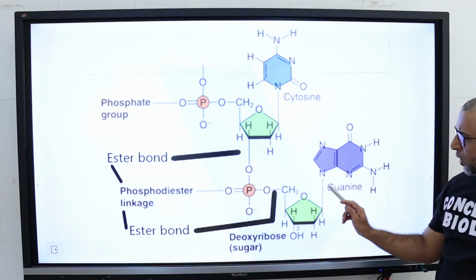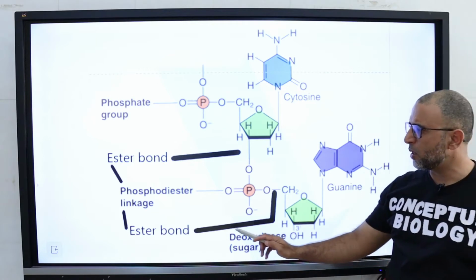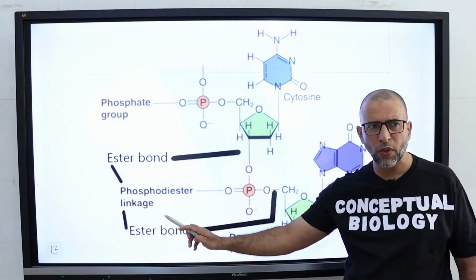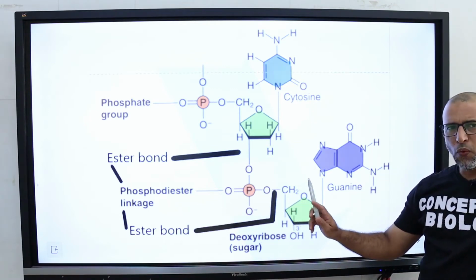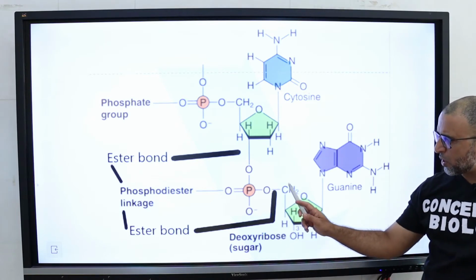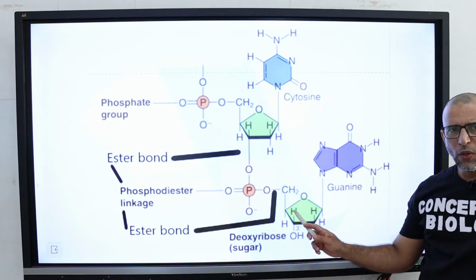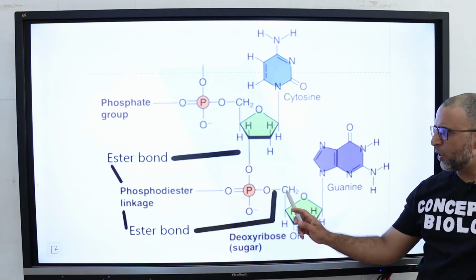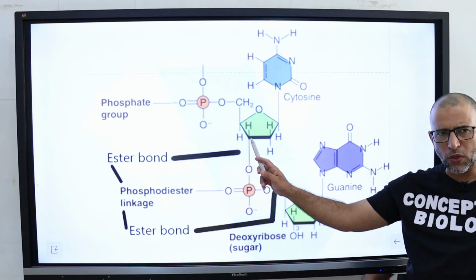Nucleotides like here guanine nucleotide and cytosine nucleotide, they are linked together by this linkage which is called phosphodiester linkage. It is a dehydration reaction involving the 5' phosphate. This is 5' phosphate because it is attached to 5' deoxyribose sugar. So, this 5' phosphate of one nucleotide is bonded with 3' hydroxyl of another nucleotide.